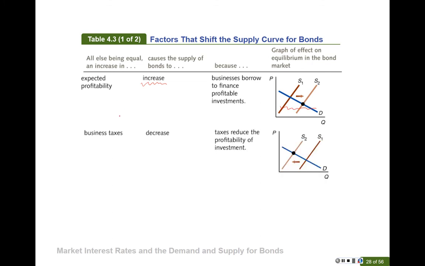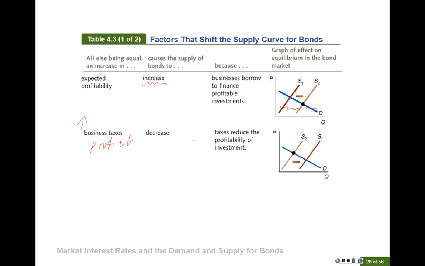The second factor is the business tax. If your company faces a higher business tax, it means the government will collect more taxes from your company. What happened to your company's profit? Your company's profit will reduce.